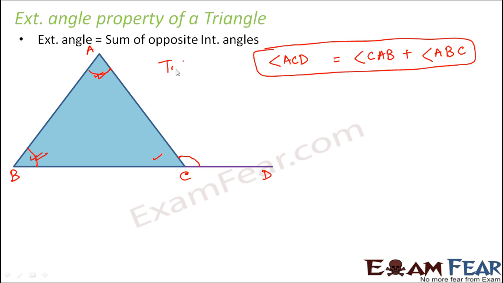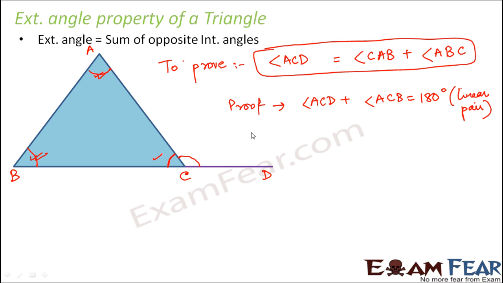So let us now try to prove this property, that why this is true. Why is it that the exterior angle is equal to sum of opposite interior angles? In order to prove this, the first thing that we can say is this angle ACD and angle ACB, these two angles form linear pair because they are adjacent angles and they also make 180 degrees together. So we can say that angle ACD plus angle ACB is equal to 180 degrees because they form linear pair.